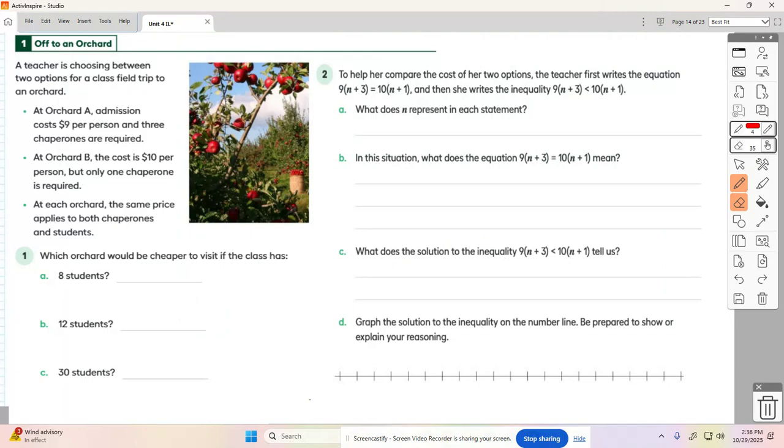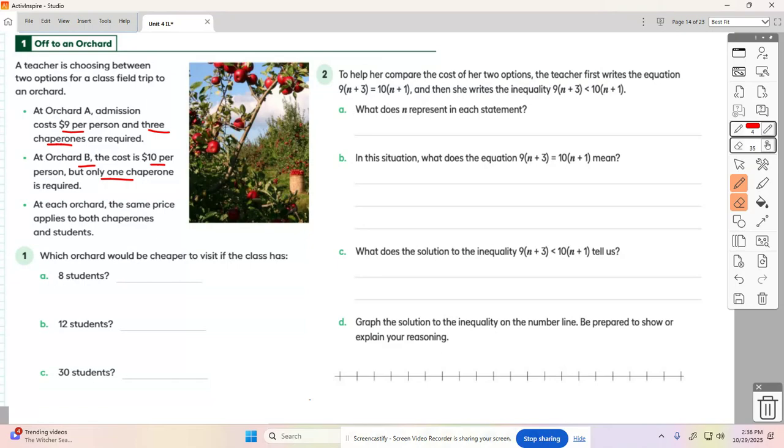All right, let's look at going to apple orchards on a field trip. Anyway, a teacher is choosing between 2 options for a class field trip to an orchard. Orchard A, the admission is $9 per person, and they require that you have 3 chaperones. At Orchard B, it's $10 per person, but they only require 1 chaperone. The price at both places is the same for adults and students.